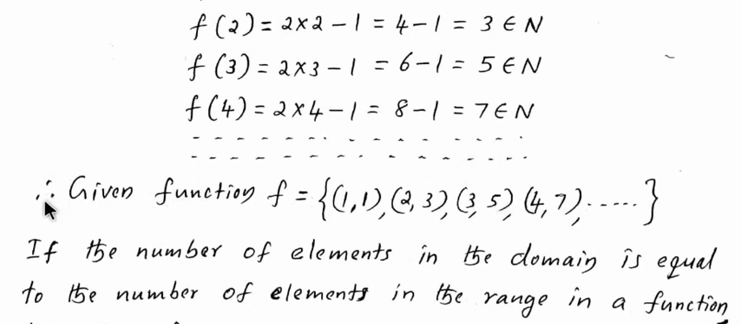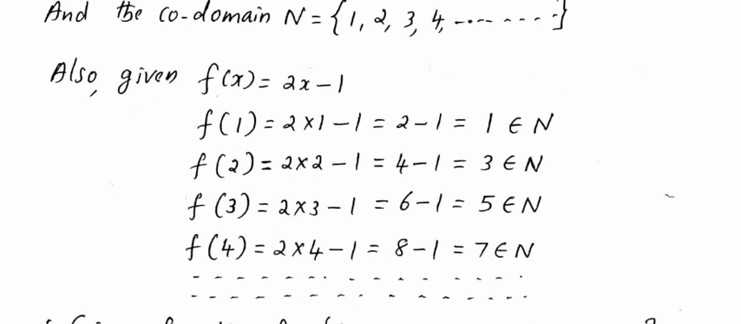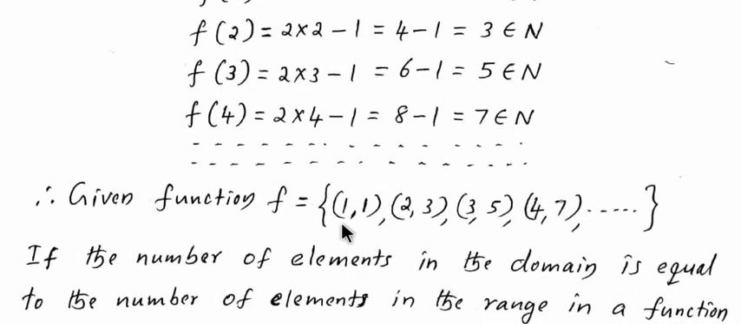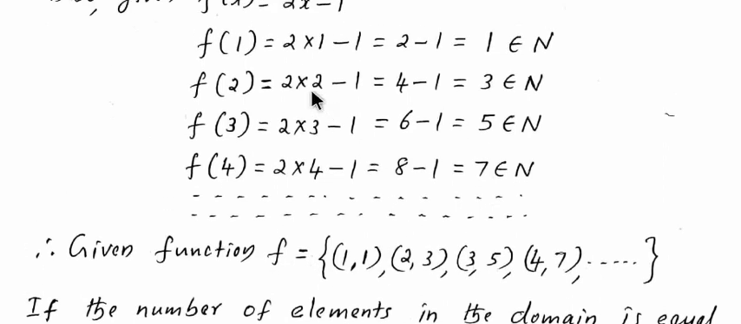Now the given function can be written as f = {(1, 1), (2, 3), (3, 5), (4, 7), ...}. The first element is (1, 1), then the second, that means (x, y), is (2, 3), then (3, 5), (4, 7), etc. Here we write the set of ordered pairs.